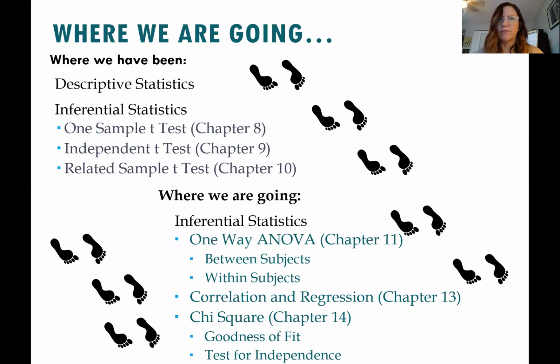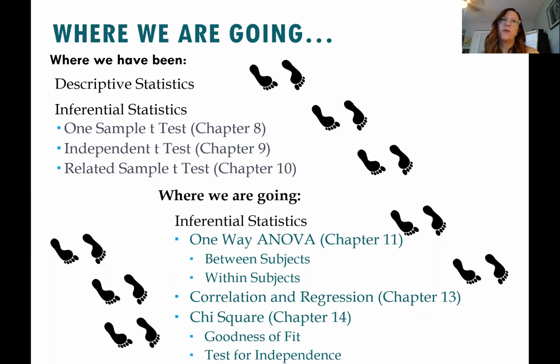So first and foremost, let's look at what we have learned so far, because this is getting towards the end of the semester and you will have a final exam coming up. So we learned descriptive statistics, which was our measures of central tendency, our measures of variability. We've been working through inferential statistics. We learned the one sample t-test, independent t-test, and related sample t-test. And now we're working on the one-way ANOVA.